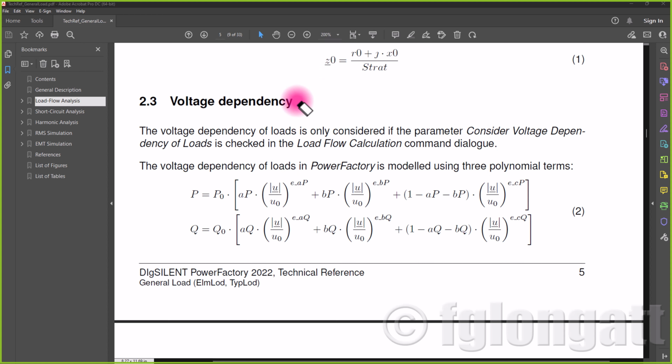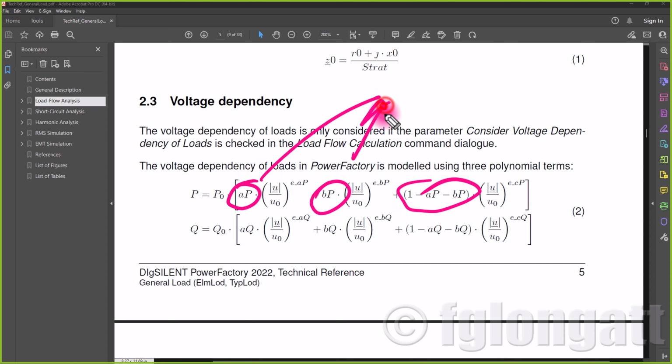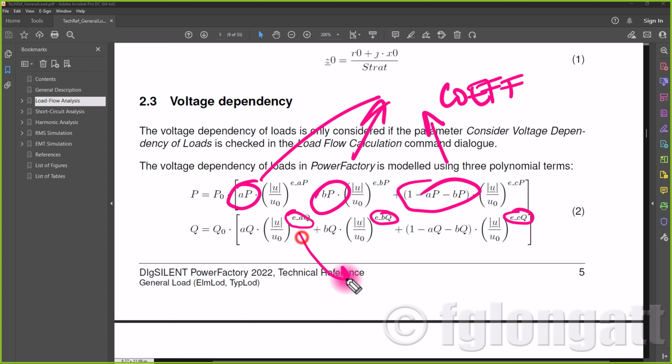Okay, then we have the most important aspects. We have here the coefficients. You can see here the coefficients for active power, and they have the letter P. And here the coefficients for the reactive power, and they have the letter Q. And then we have those beautiful components here, and they are the exponent. Beautiful, I like it. Well, those equations over there represent how the voltage dependence is affecting the active and the reactive power.